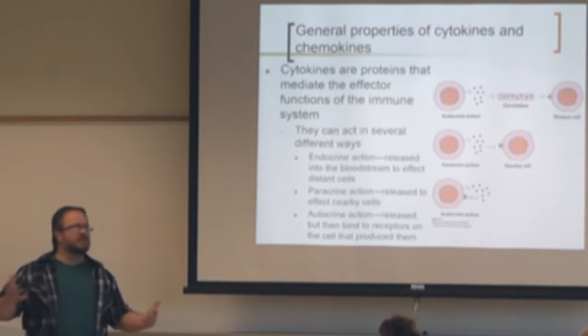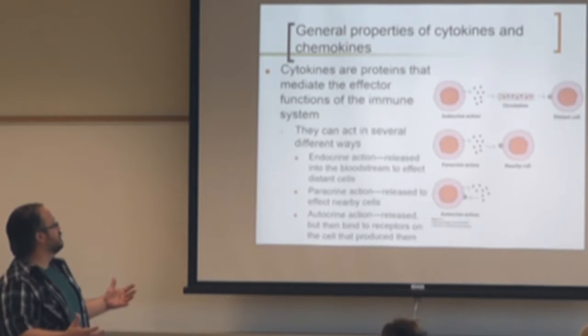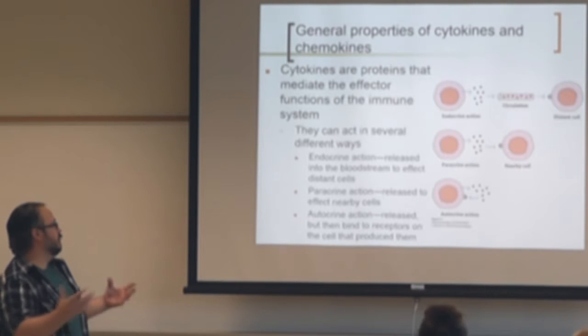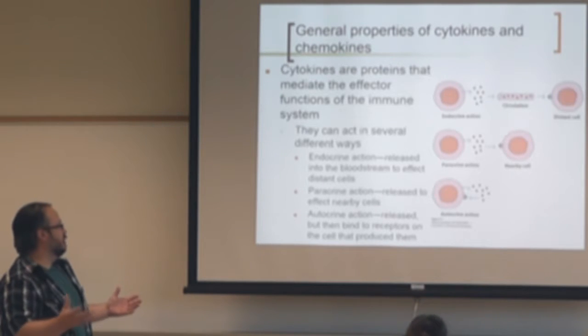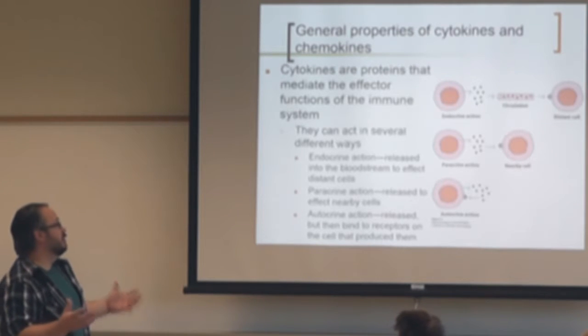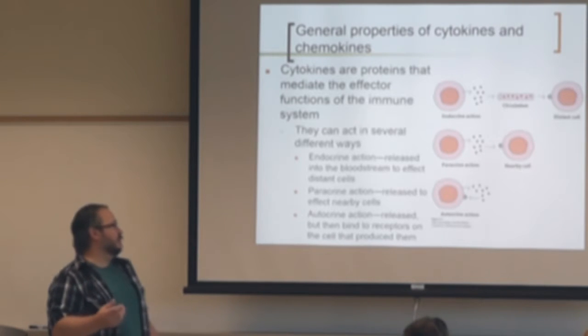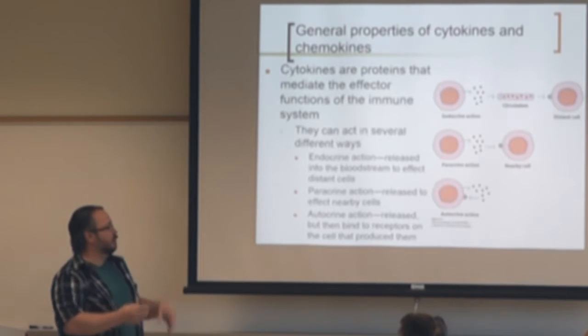So, general properties of cytokines, what do we got? They're small proteins that mediate effector function. They can act in different ways, so we always want to break this down into how they are going to function. Are they going to function systemically? Are they going to function locally? Or are they going to function very locally in an autocrine fashion?